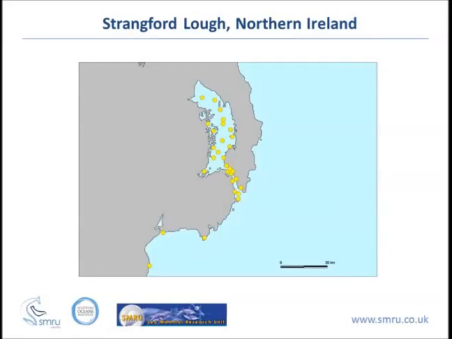The yellow dots on the slide just show the location of individual harbour seal haul-outs within the loch and the narrows. Harbour seals return to the loch to haul out between foraging bouts and also to breed, and there's a breeding population of between 200 and 300 animals in the loch and narrows itself. Next slide.